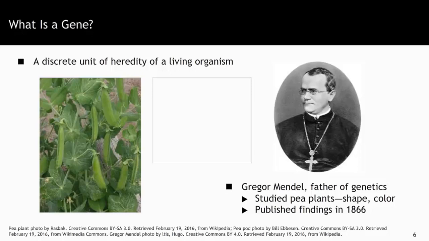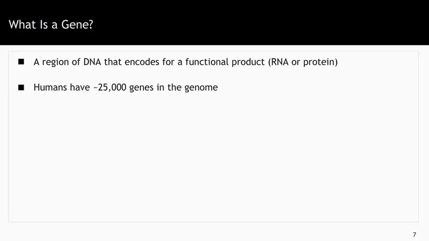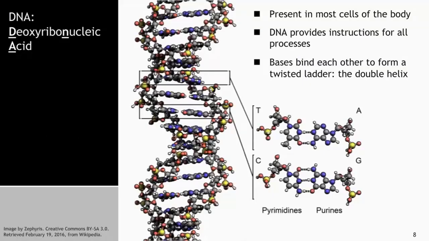He described that a gene is a discrete unit of heredity of a living organism. In molecular biology, we describe a gene as a region of DNA that encodes for a functional product. What we mean by a functional product is RNA or protein. Humans have about 25,000 genes in the genome, and the genome just describes all of the genes of an organism. So let's unpack this a little bit.